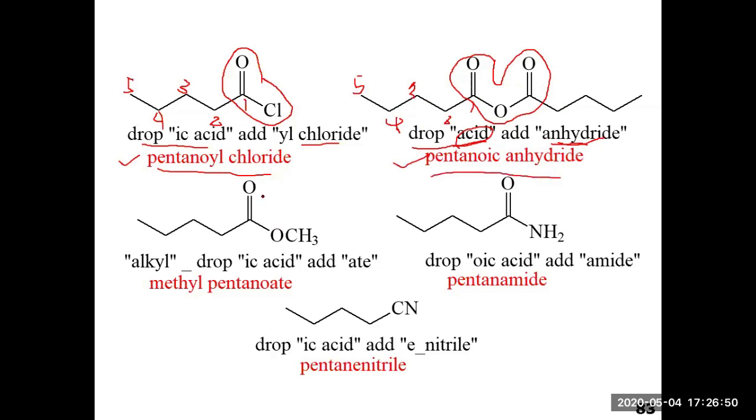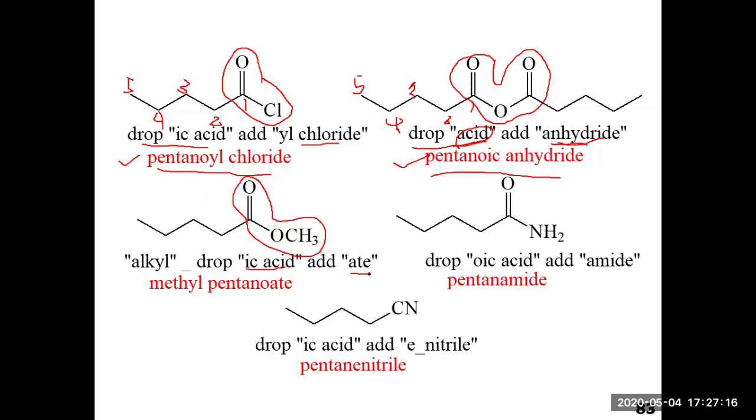Okay, so let's look at this example now. We have here the carbonyl carbon, and this carbonyl carbon is bonded to an oxygen, and that oxygen is bonded to a CH3. So this group is actually an ester. And in naming esters, we drop the ic acid and add the word ate.